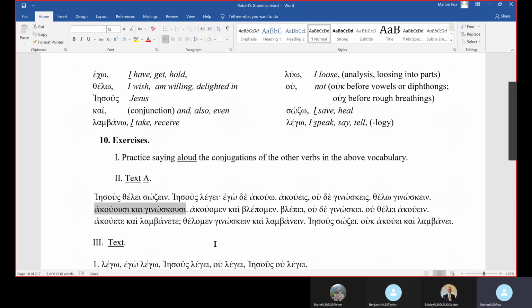Here's another short sentence. Akuousi kai genoskousi. Right? The ousi ending is o-a-s-a, omen ete ousi. That's third person plural. So that's from akuo. So what's the first word then? They hear. Kai and genoskousi. They what? They know. They hear, and they know. Kai joins things that are of equal status or equal rank. And so hearing and knowing are equal in this sense.